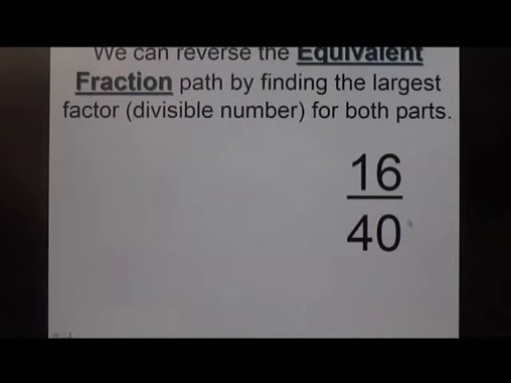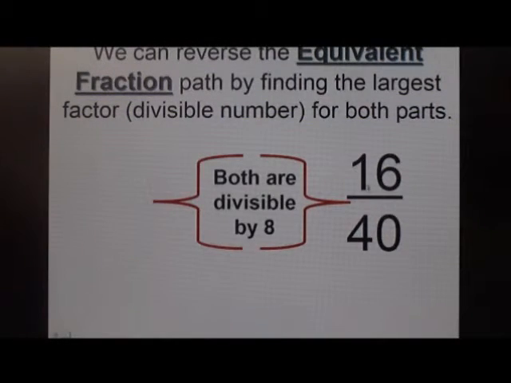And if you think really hard, I'll bet you'll come up with the fact that both the 16 and the 40 are divisible by 8. Once we know that, we can go ahead and do that division, which of course will yield us smaller numbers, and if that's the biggest possible number that both of these can be divided by, we're going to go directly down to the lowest, simplest form of this fraction.